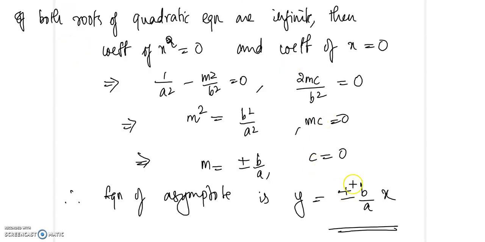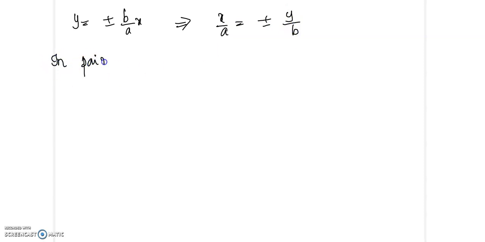This is how you represent the equation of asymptotes as two lines. To represent it as a pair of lines, we can write it as follows. From this equation we have y equal to plus or minus b by a x, so that implies x by a equal to plus or minus y by b. So in pair form, we can multiply these two. That will be x by a plus y by b equal to 0 and x by a minus y by b equal to 0.